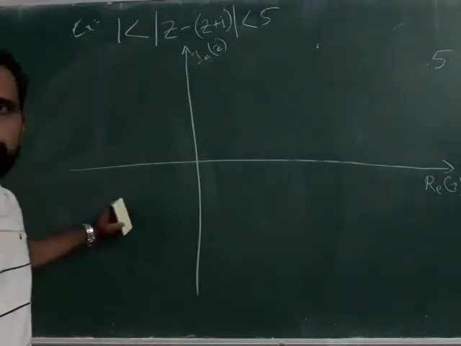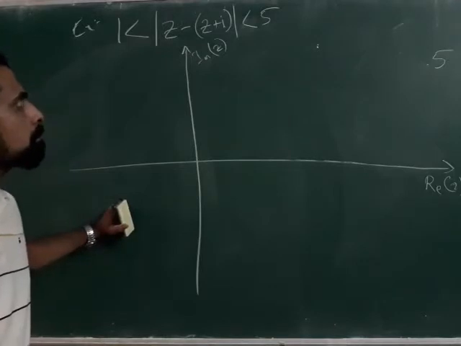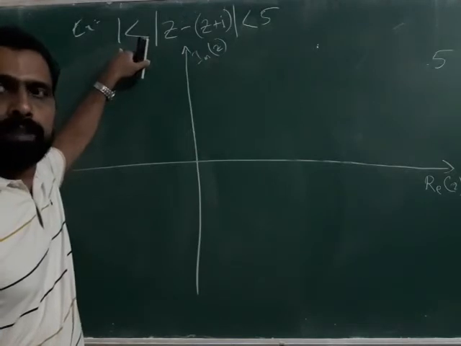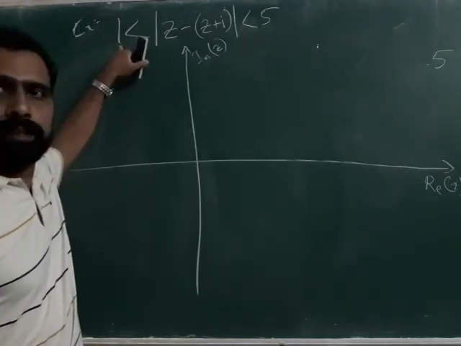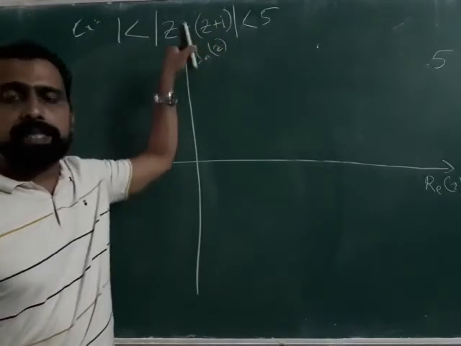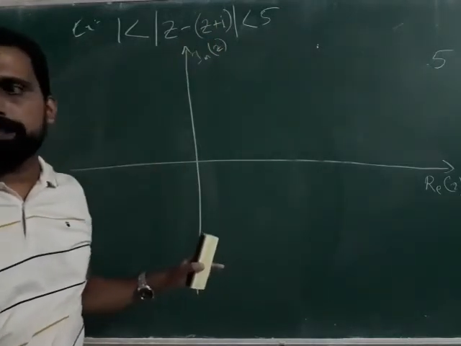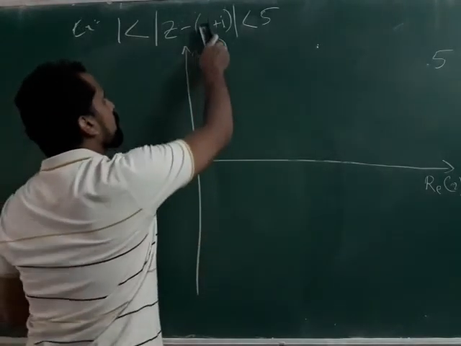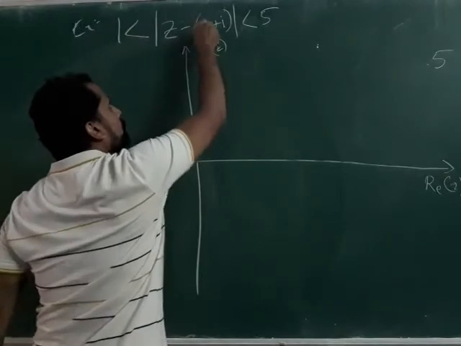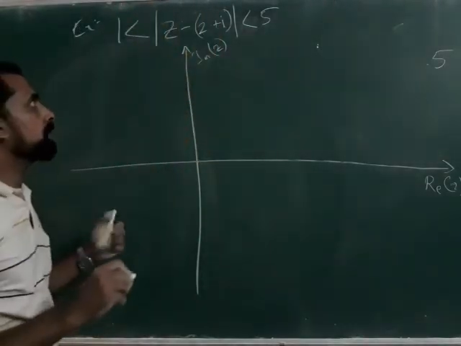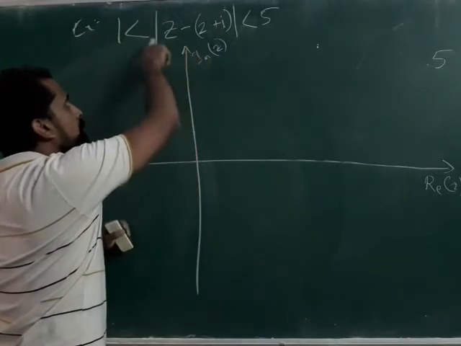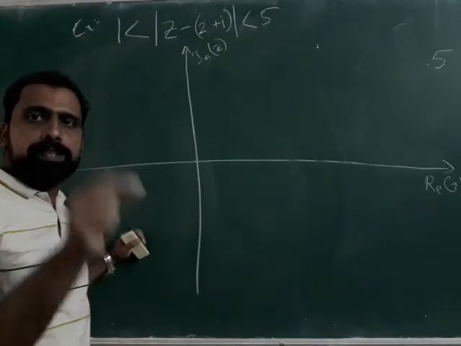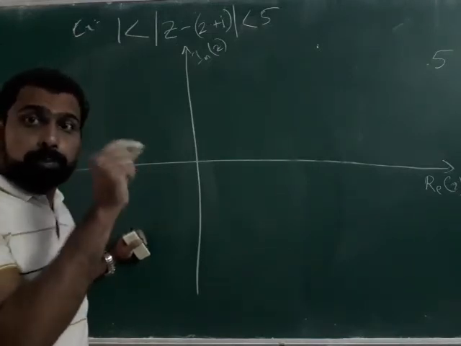So first we will draw a circle with radius 1 surrounding z plus I. Oh, sorry, I just made a mistake. Not z plus I, 2 plus I. I'm sorry, that's my mistake. So you have to draw a circle with radius 1 surrounding 2 plus I.